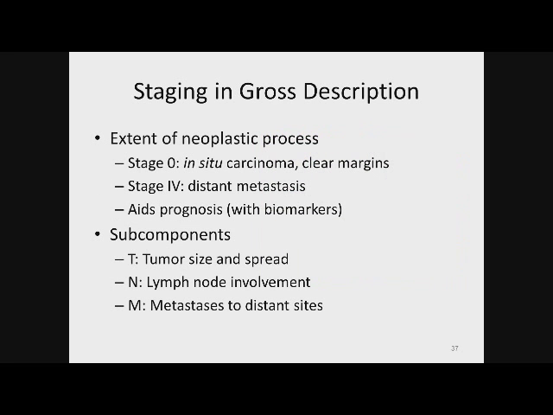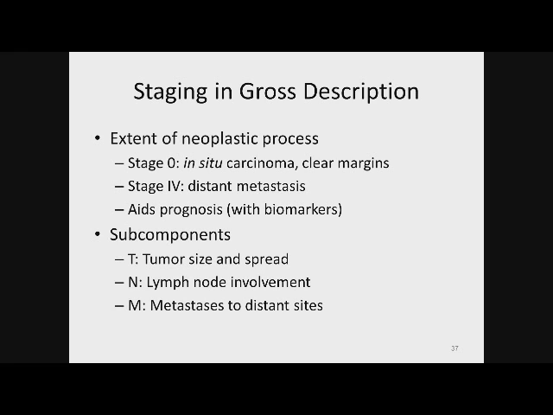Now, one of the things to keep in mind is that somebody grossing these larger specimens has to keep in mind the pathologic process. And oftentimes the pathologic process in the anatomic pathology laboratory involves cancer or the neoplastic process. Part of grossing is thinking about these stages, stage 0 to stage 4, in terms of how it's going to affect the patient's treatment, the diagnosis, and the prognosis.